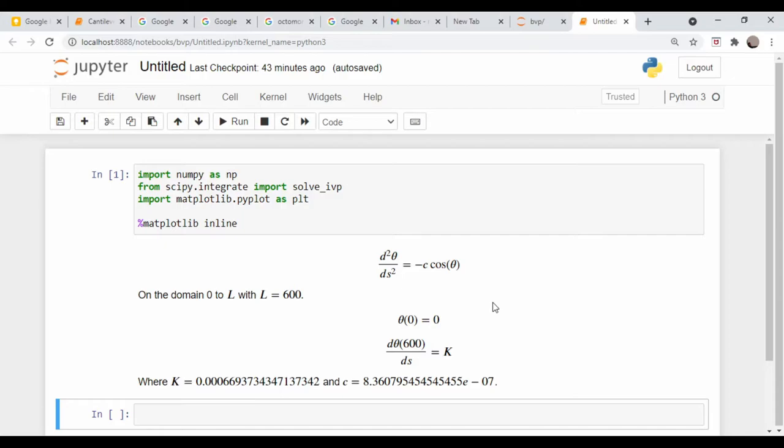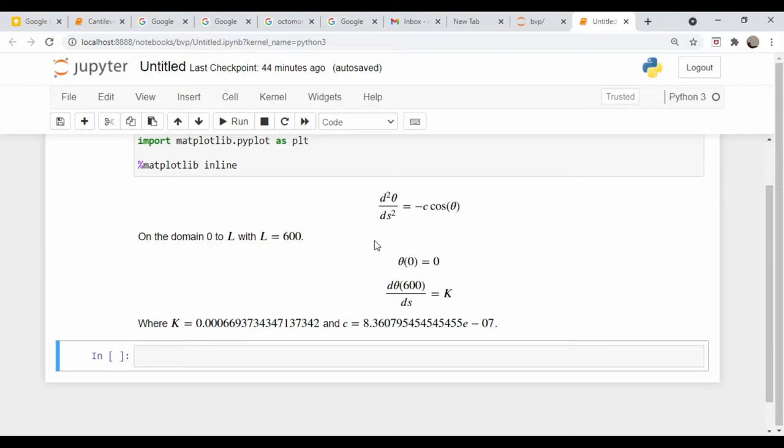Okay, this should be a quick video. It's an answer to a question on boundary value problems for this equation here, a nonlinear problem. So I'm not going to bother with any kind of introduction, and we'll just jump into it. So this is the differential equation he had.